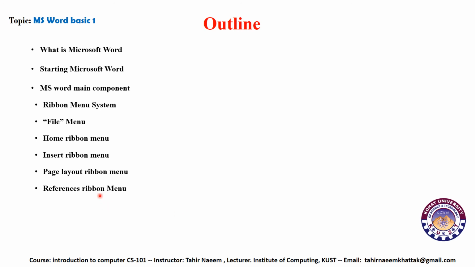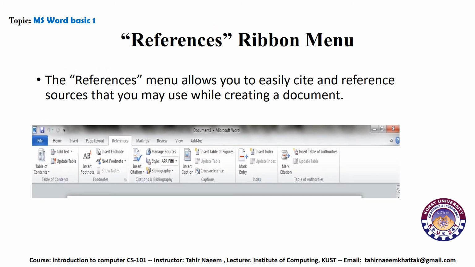So next is the references ribbon menu. The references menu allows us to easily cite and reference sources that we may use while creating a document. So these are the different references. As we can see, there are different groups in the references: table of contents, footnotes, citations and bibliography, captions, index, and table of authorities.